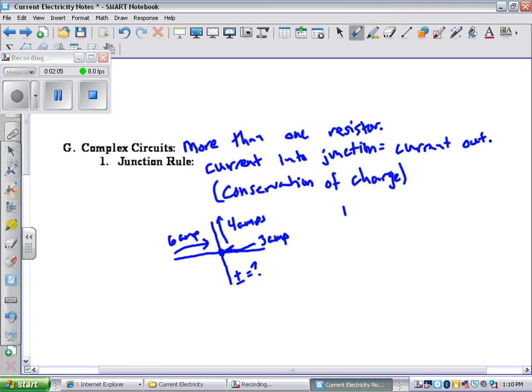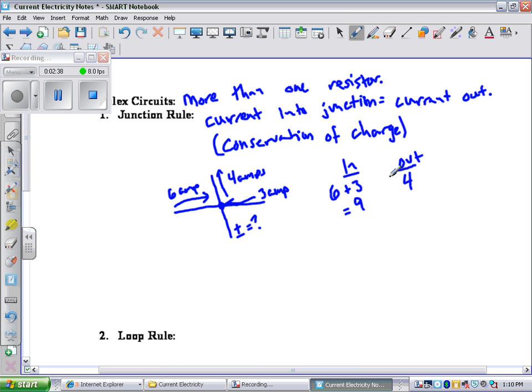So I just make a chart of in and out. And then I look at my 6 amps over here. The 6 amps is flowing toward the junction, so I'm going to say that is 6 amps in. I look at the 4, that's flowing away from the junction, so that's going to be out. And the 3 is flowing to the left toward the junction, so that's going to be in. And I'm trying to find the current down in this bottom one. Well, I have a total of 9 going in and 4 going out, so I simply realize that I need 5 more going out. So I equal 5 amps going downward.